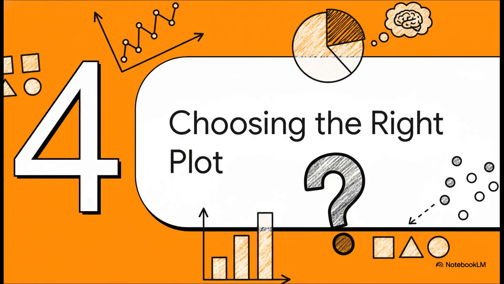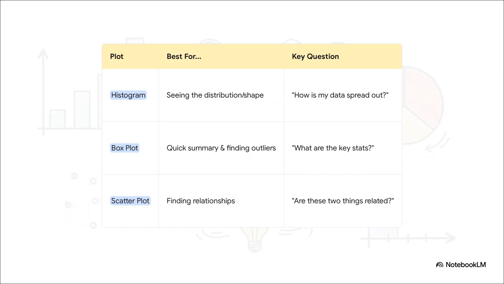So we've covered three incredibly powerful tools. But how do you know which one to use for the job? Let's wrap up with a simple guide to help you choose the right plot for your question. Here it is, your quick cheat sheet. If you want to understand the shape and spread of a single variable, you ask, how is my data spread out? And you use a histogram.